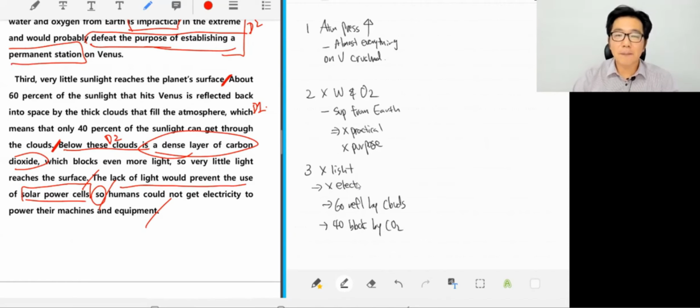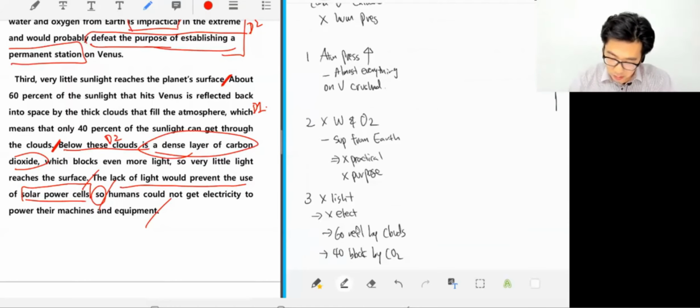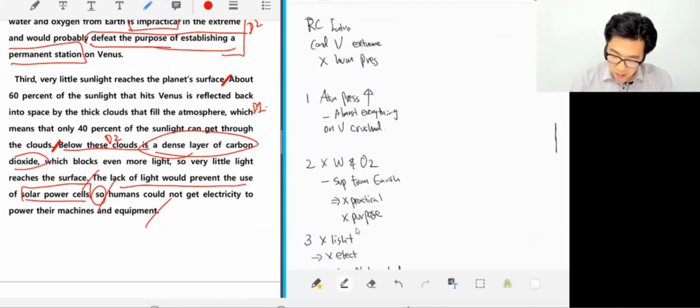Okay, that's the topic sentence. Detail, 60% of the sunlight is reflected by thick clouds, and the 40% left is again blocked by a dense layer of carbon dioxide below the clouds. Perfect. So I'm sure we understood and covered the reading passage quite completely. So let's move on to step 2.